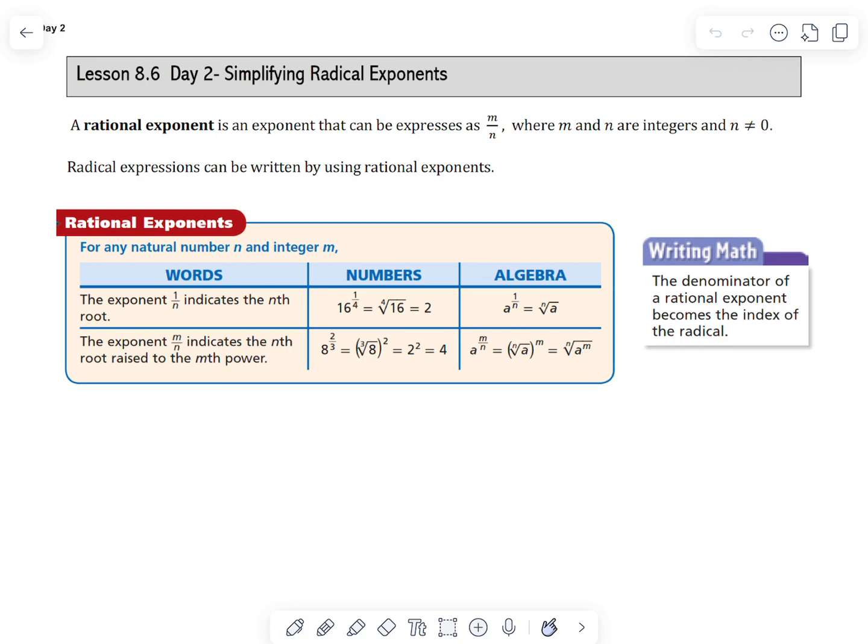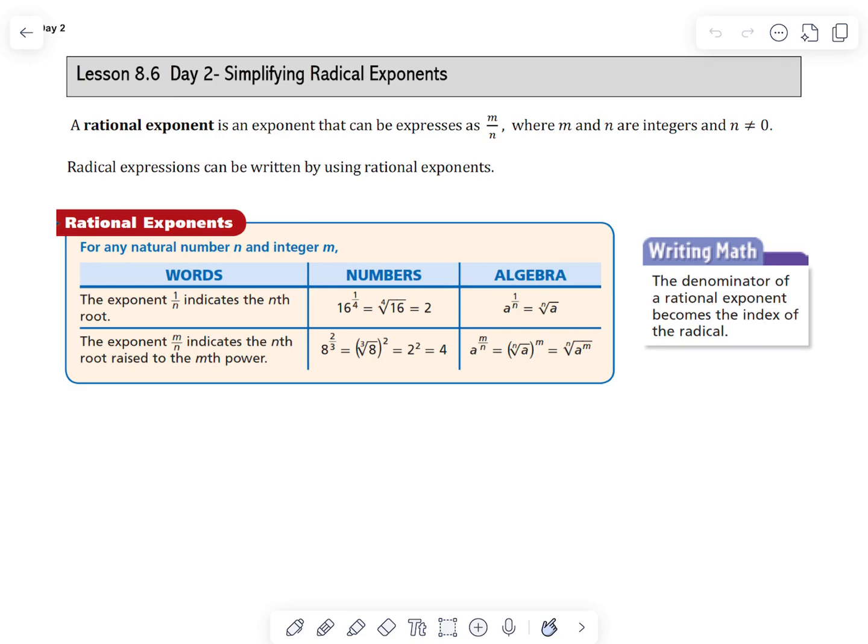All right, this is on simplifying radical exponents. A rational exponent is an exponent that can be written as an expression m divided by n, where m and n are both integers and n cannot equal 0. Radical expressions can be written using rational exponents.